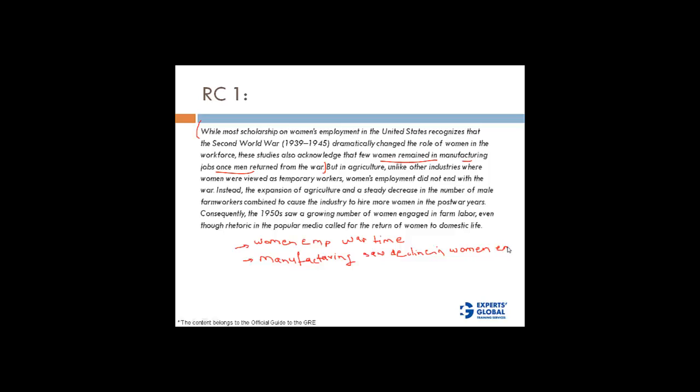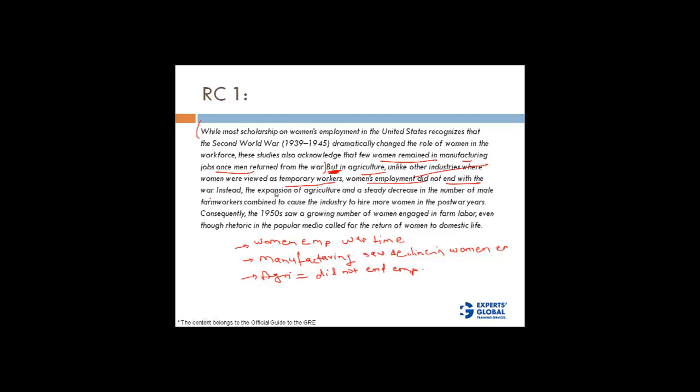Okay, but now here this is kind of a role reversal. But in agriculture, so now we are comparing manufacturing and agriculture. Unlike other industries where women were viewed as temporary workers, in agriculture women were looked at as permanent workers. So but in agriculture, women's employment did not end with the war. So there is a contrast here. So we are talking about agriculture: did not end employment. Okay.